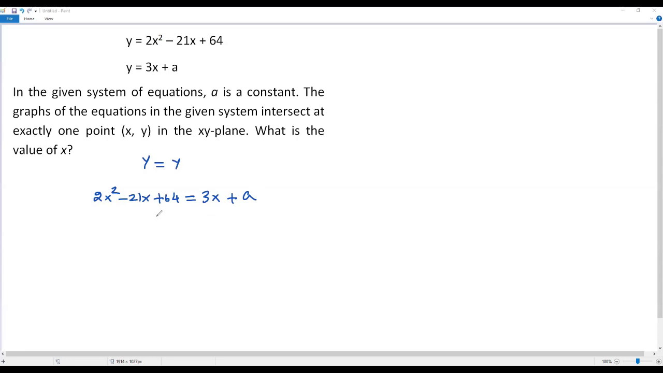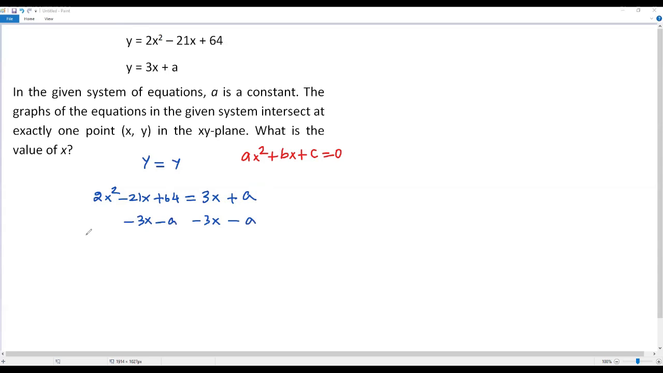And to solve this quadratic equation, we have to get it in standard form, which is ax squared plus bx plus c equals 0. That is, we must have everything on the left side, and on the right side, we must have 0. Okay, so since we must have 0 on the right side, we have to get rid of this 3x and a. So for that, I subtract 3x and a from both sides.